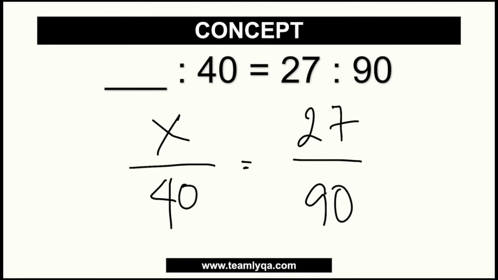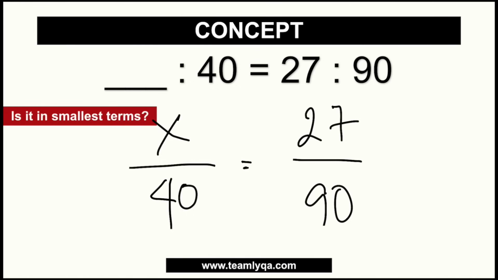Now, bakit siya tricky? Kasi, again, kung dito ako magsisimula, 40 divided by 90, decimal yung lalabas. Kung dito naman ako magsisimula sa 27, divided by 90, decimal din ang lalabas. So, paano ko yun maiiwasan? Ito yung una nating pag-usapan. Number 1, ask yourself, is it in smallest terms? Nasa smallest terms na ba yung ating mga fraction? Okay?